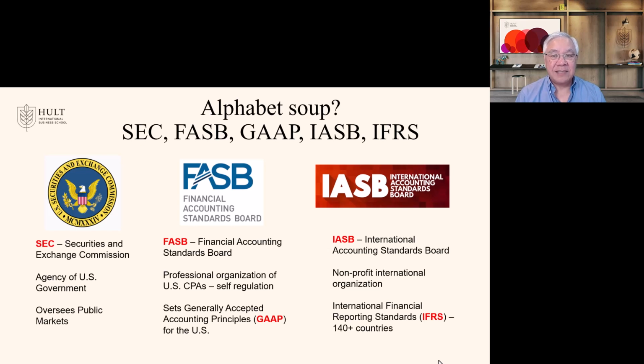The IASB is the equivalent for international standards of the FASB. So it's the International Accounting Standards Board. They set the rules for what we call IFRS, International Financial Reporting Standards. So you can see them as parallel: FASB and GAAP, IASB and IFRS. All right. So with that, we cover most of the major companies in the world between FASB and IFRS.